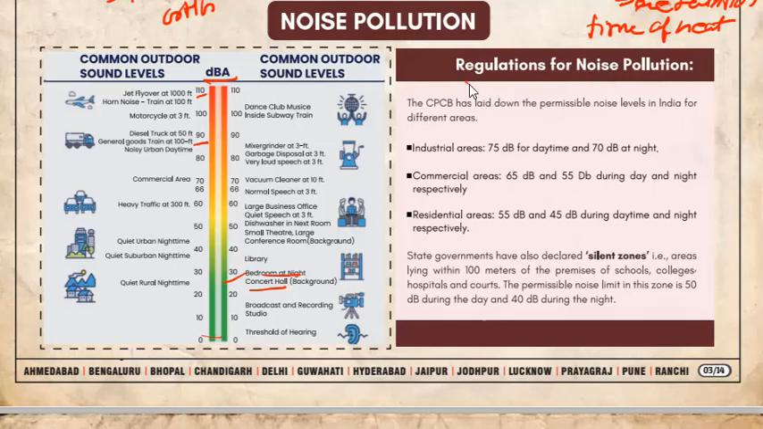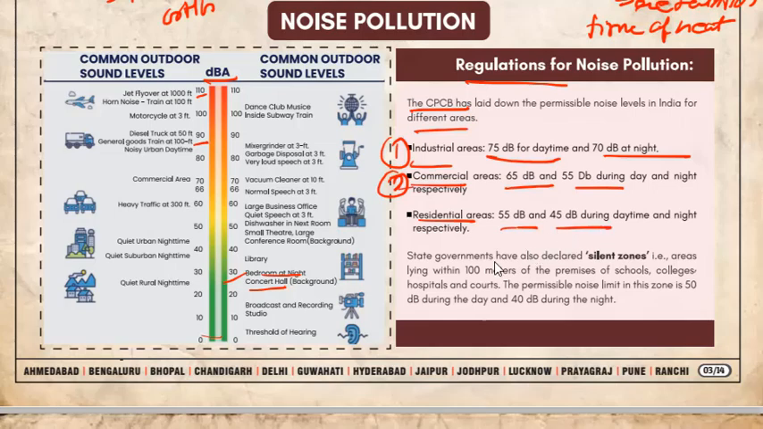Let's see the important regulations for noise pollution. This is all controlled by CPCB, the Central Pollution Control Board, which has laid down the permissible noise levels in India for different areas. They are categorized into three areas. First is industrial areas, where the limit for the sound level is high, 75 decibels at daytime and 70 at night. Second is commercial areas, 65 decibels at day and 55 decibels at night. In residential areas, it is 55 decibels in the day and 45 decibels at night.